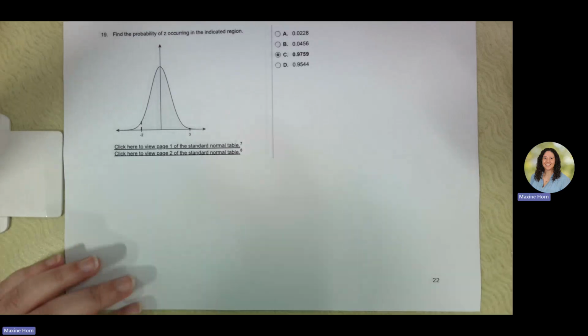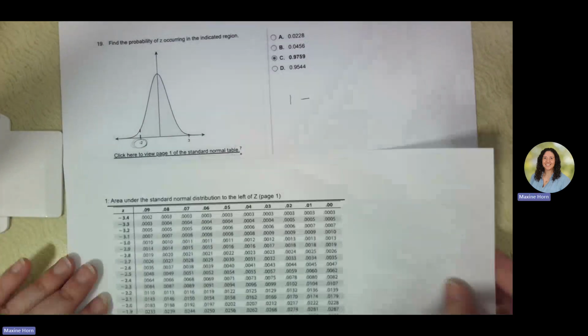Okay, find the probability of Z occurring in the indicated region. So again, we're going to the right. So we're going to do 1 minus whatever we find for a Z corresponding to a Z score of -2. So we go to our chart. We want a Z score of -2.00.